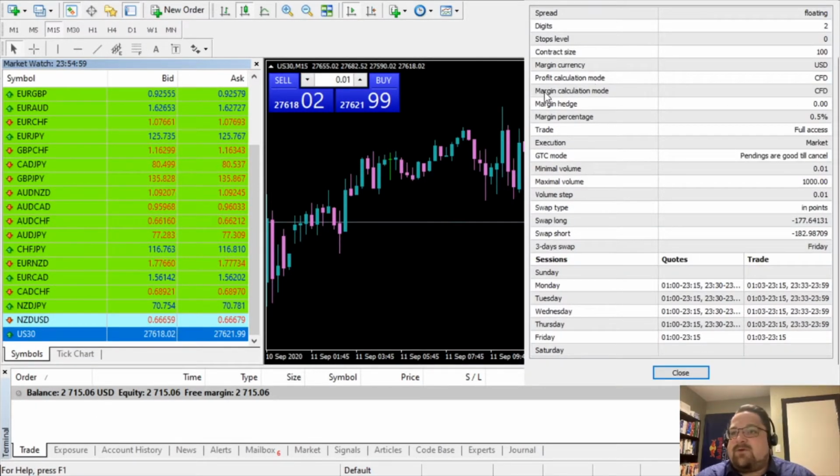Profit calculation mode and margin calculation mode. These are important. This is CFD, okay? It's contract for difference. But keep in mind, if you look at a Forex pair, it's not going to say CFD here. It's going to say Forex. It uses different formulas. So today we're just talking about contract for difference because this video is specifically targeted to indices. The contract size is $100. We're doing CFD. It's a 0.5% for the margin.